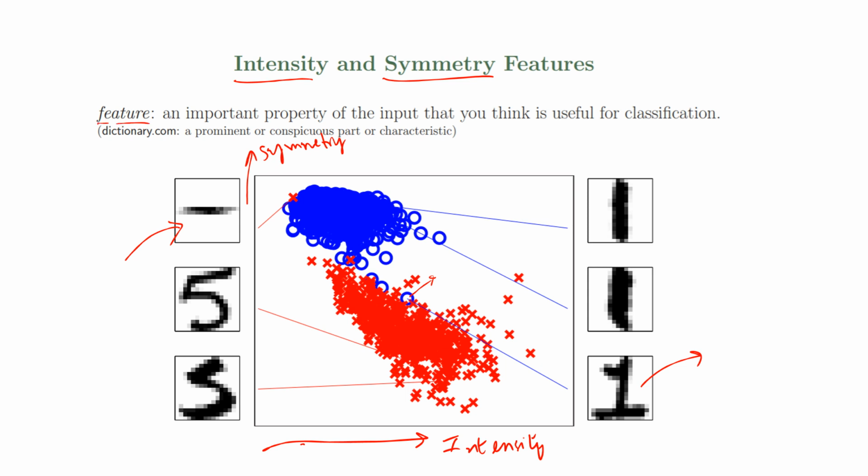Just so you know, a feature is important. How do you define it? It's an important property of the input that you think is useful for classification. And useful is especially important. We just saw why. Okay.